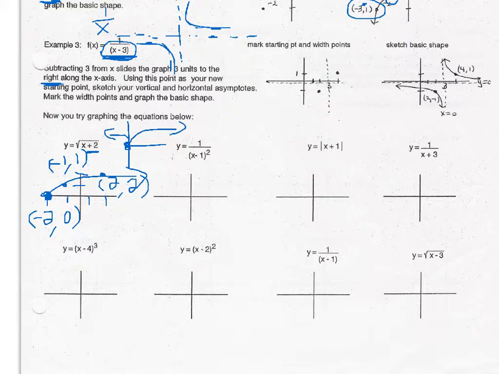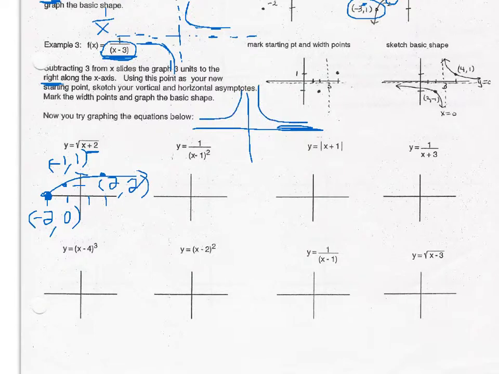Okay, let's do the next one. Let me just do some erasing here to give us some more room. Okay, the next one I noticed there's an x squared in the bottom. So right away I'm going right to my good old Atari shape there. The Atari shape looks like this. They're both above the x-axis.